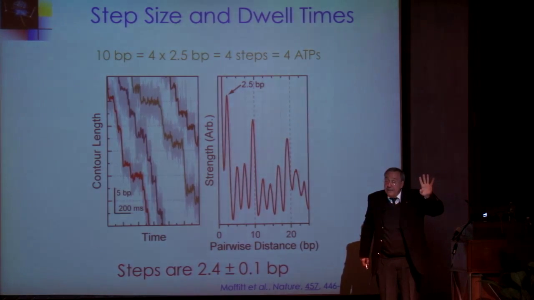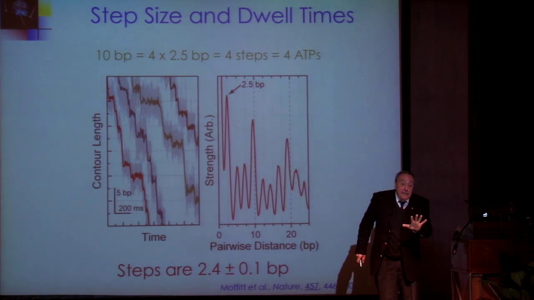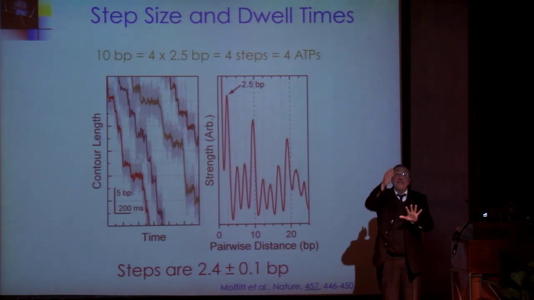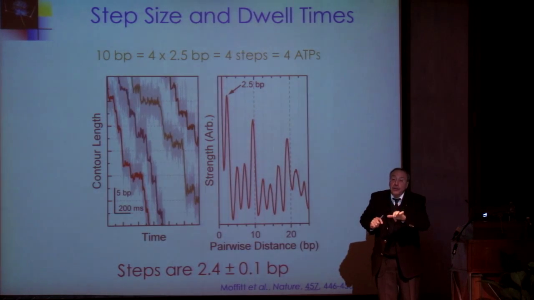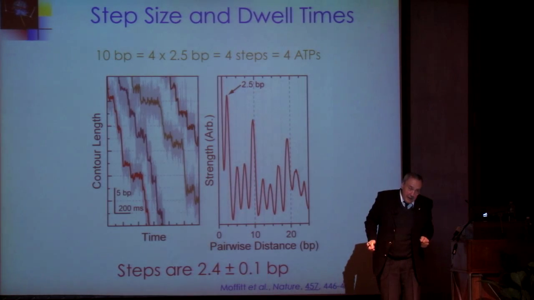That's the question, right? Five identical ATPases. And now I tell you that it moves by 10 base pairs made up of 4 power strokes of 2.5 base pairs. So what happened with the 5th ATPase?